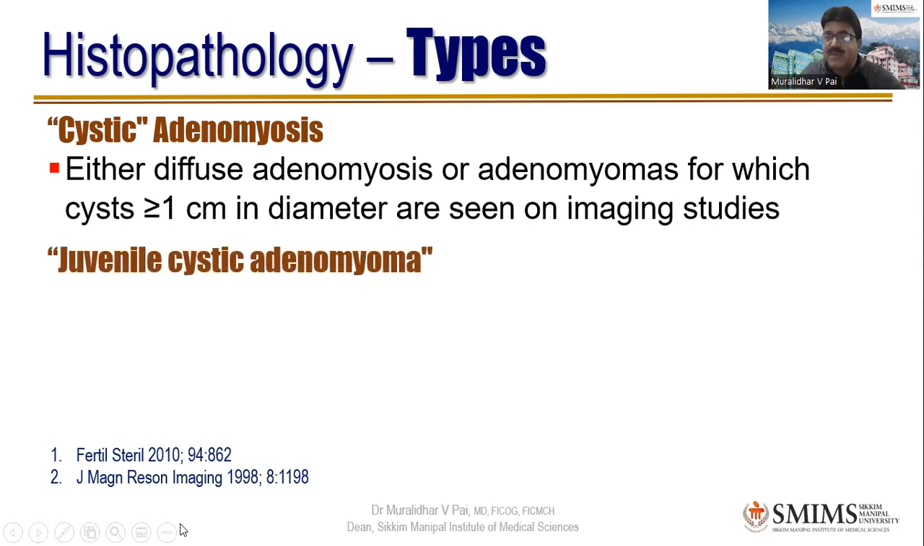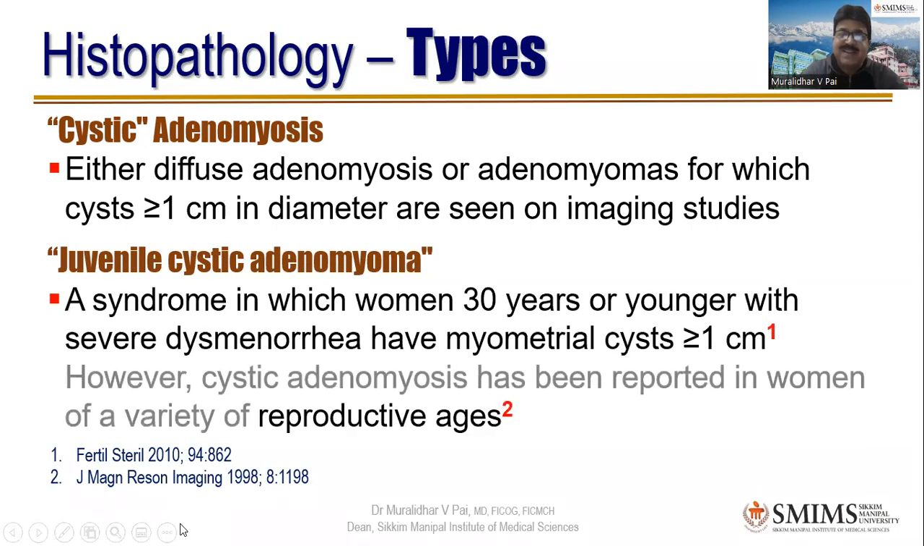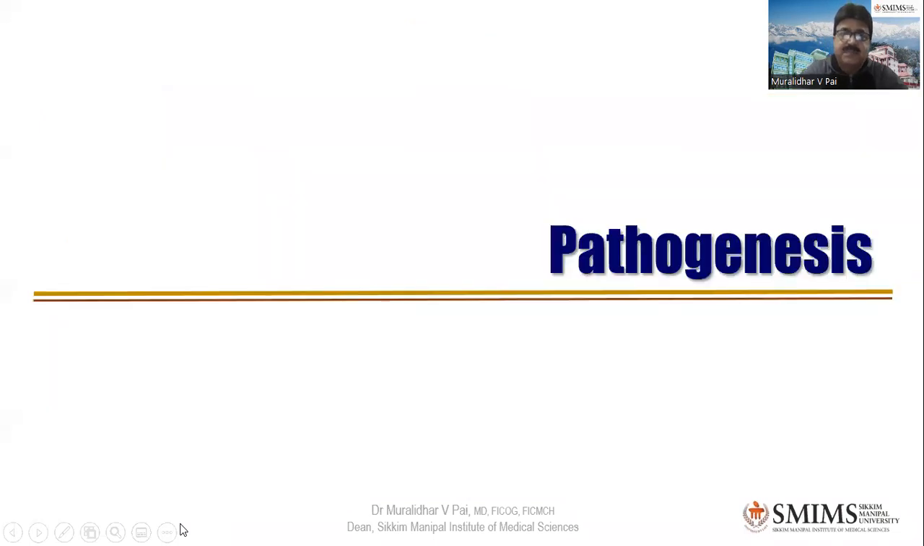Juvenile cystic adenomyoma, if you see these kinds of things in younger ladies, is a syndrome in which women 30 years or younger with severe dysmenorrhea have myometrial cysts more than 1 centimeter. Sometimes you call it juvenile cystic adenomyoma. However, cystic adenomyosis has been reported in women of a variety of reproductive age groups, including more than 30 years.